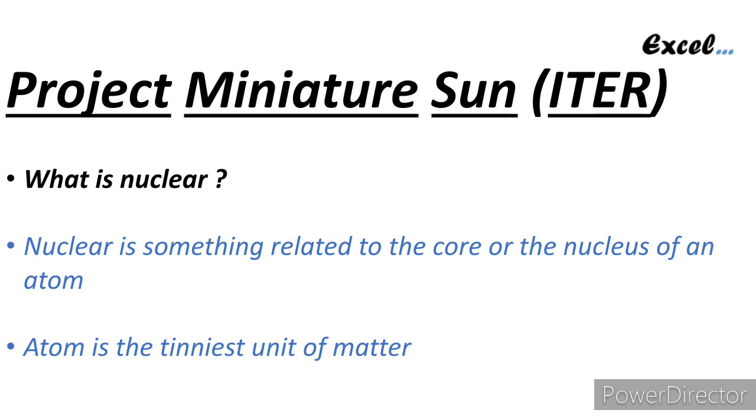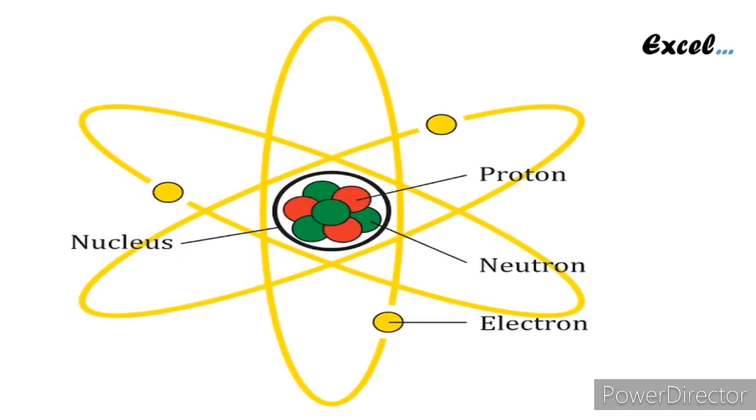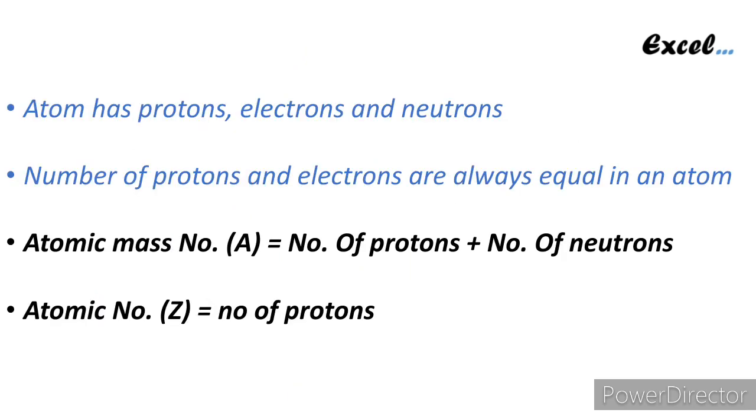Atom is the tiniest unit of matter, from me and you to the biggest of the universe. Atom has protons, electrons and neutrons. From the figure, we can see that electrons are negatively charged, revolving around a positively charged nucleus. The nucleus consists of protons and neutrons, and neutrons are neutral particles, hence the charge in the nucleus is the charge of protons, which is positive. The number of protons and electrons are always equal in an atom, but it is not necessary that protons and neutrons be equal. When the number of protons and neutrons are equal, we refer to it as a stable atom.